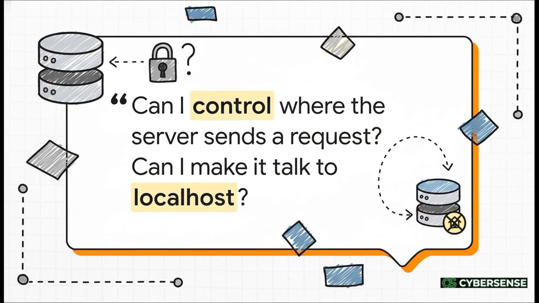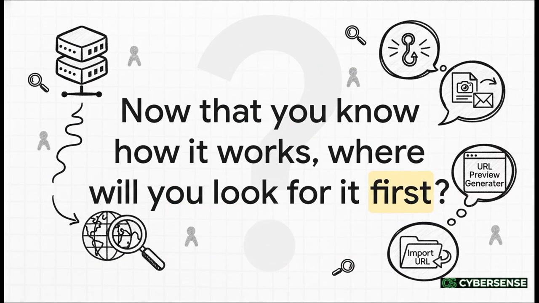Just ask yourself, can I control where this server sends a request? And the follow-up is, can I make it talk to itself, to localhost, or to some other internal IP? If the answer to those questions is yes, you might have just found an SSRF vulnerability. Seriously, once you understand this pattern, you start to see the web completely differently.